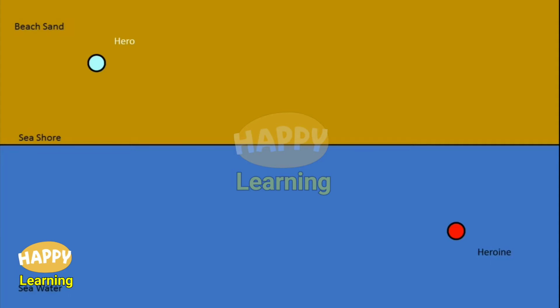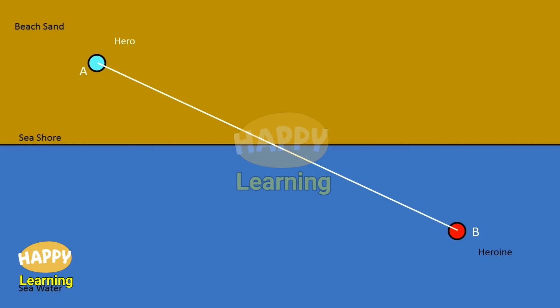Let the position of the hero be A and the position of the heroine be point B. To reach the heroine, he has to run from A to B. This is one possible path, which is a straight line. This may be the shortest distance by geometry, but in practice, this hero has to run a certain distance on this beach sand and he has to swim a certain distance in the sea water.